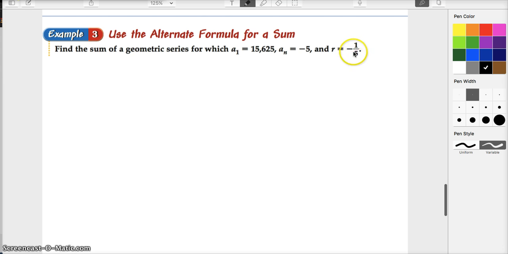So what you're going to notice is that r is a fraction and it's negative. So what we're going to have are numbers that are going to get smaller and smaller in a sense, but then the sign is going to change over and over again. So if you're looking at this, you can kind of catch that sense.